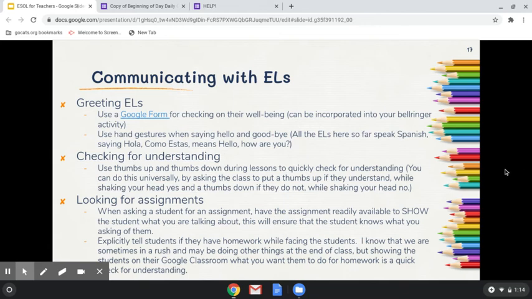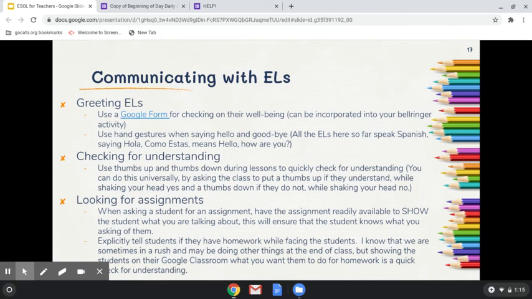Looking for assignments. What if I have a student and I have no clue where the assignments are, and I don't know if they know that they're supposed to turn something in? When asking a student for an assignment, have the assignment readily available to show the student what you're talking about. This will ensure that the student knows what you're asking of them. If you're asking, hey, I need this particular assignment, and they're looking at you like, I have no clue what you're talking about, have that assignment up and ready on your computer to show them, this is what I'm looking for, and point to that assignment. Then that student knows, okay, you're talking about something on the computer. This is what you wanted me to turn in. Hey, I didn't do it, or okay, I did it.